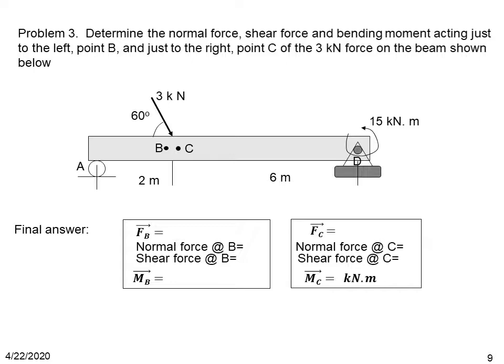Finally, the third problem, we have the external force acting at an angle of 60 degrees between the locations of B and C. Find the normal force, shear force, and the bending moment acting at B and C separately. Follow the same procedure. The only difference here is that since the external force is inclined, you may find a normal force component and shear force component at B and C. We will solve this problem in class.